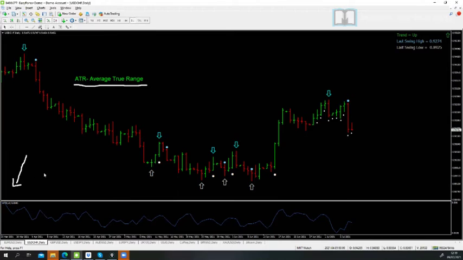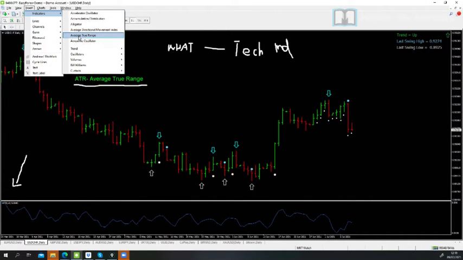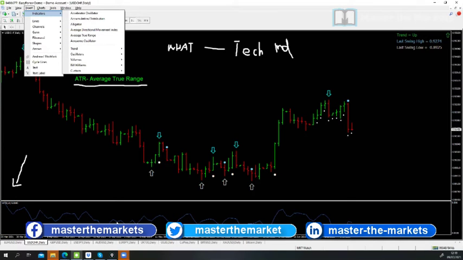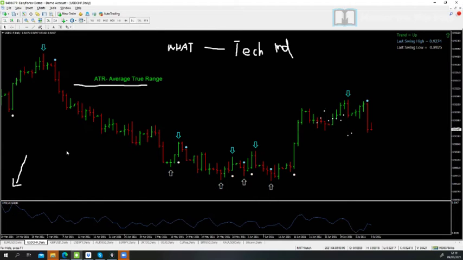Okay, so average true range, what is it? It's a technical indicator that many traders will use to give them an idea of what the markets are doing. When you want to place it on your charts, you go to insert, then the list of indicators, and under the indicators you can see average true range. You click on that and it'll appear on your charts and give you an option to say how many days you want it for, etc. So you can modify it according to your required criteria.